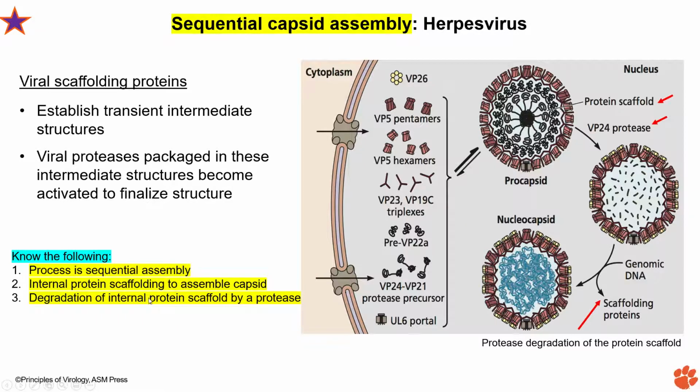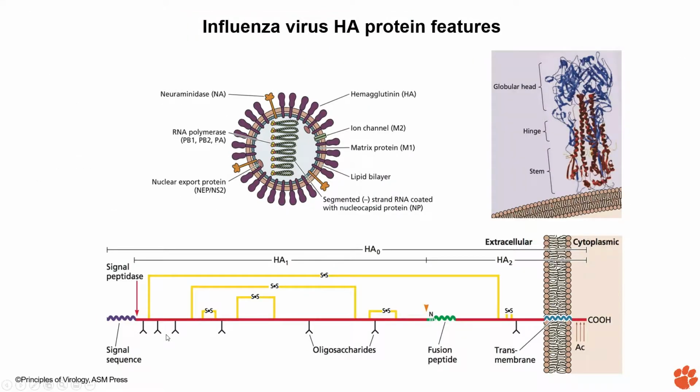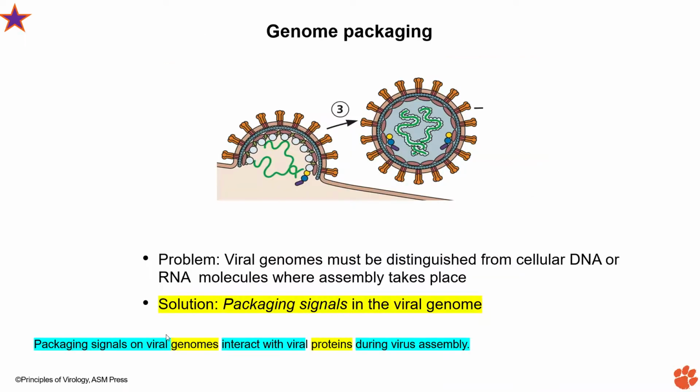So the three things right here: it's a sequential assembly. Sequentially, things are added, then the internal protein scaffolding is assembled, and degradation of this internal assembly makes space for the DNA to be packaged. Exactly how it says in these highlighted materials, that will do it. You can easily see that the questions, the slides, and the review are very specific.